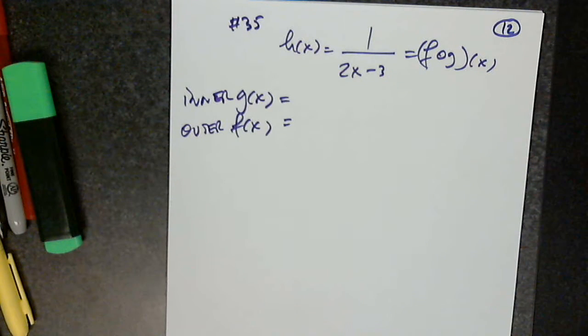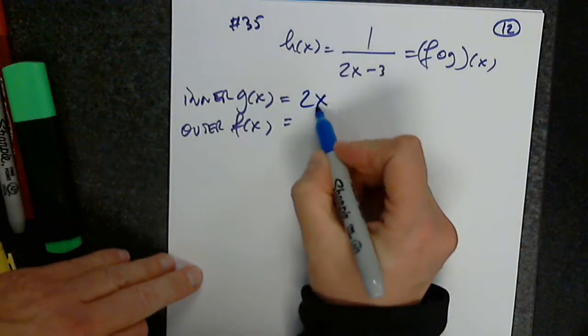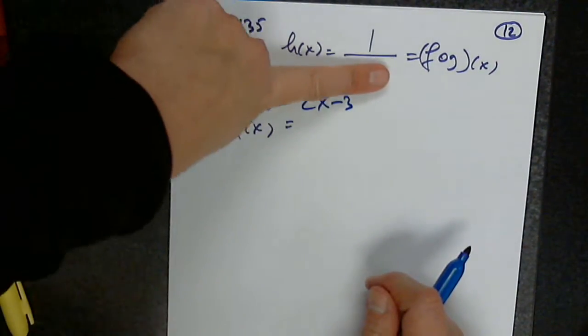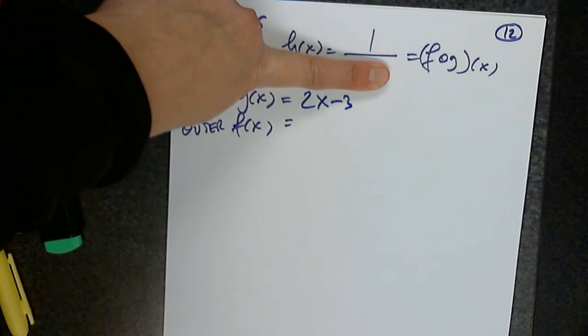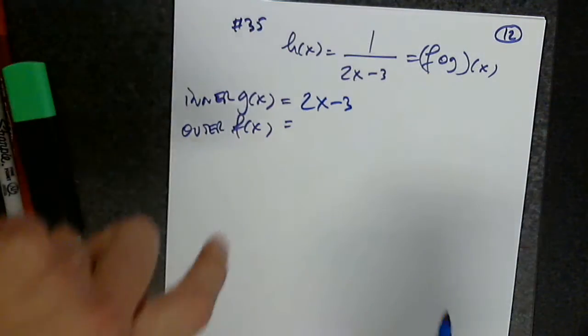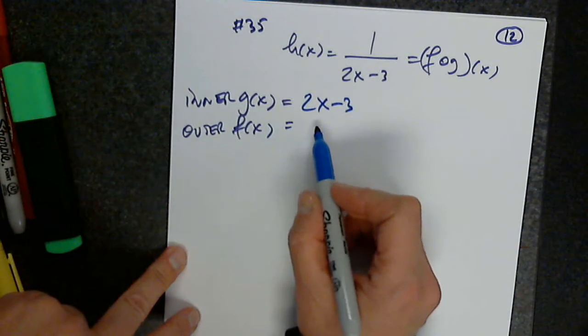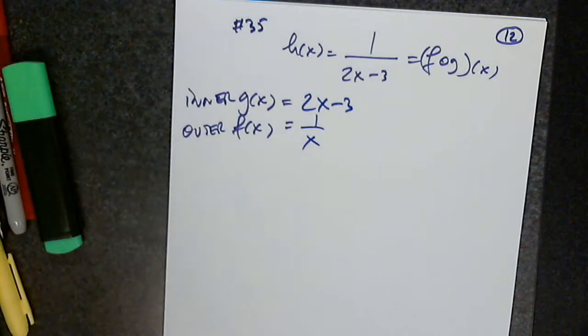And there is more than one correct answer. What will you consider as the first function that you will evaluate? Excellent. So the first function is 2x minus 3. Once I get a number here, which function do I apply to this number? Which one? 1 over x.